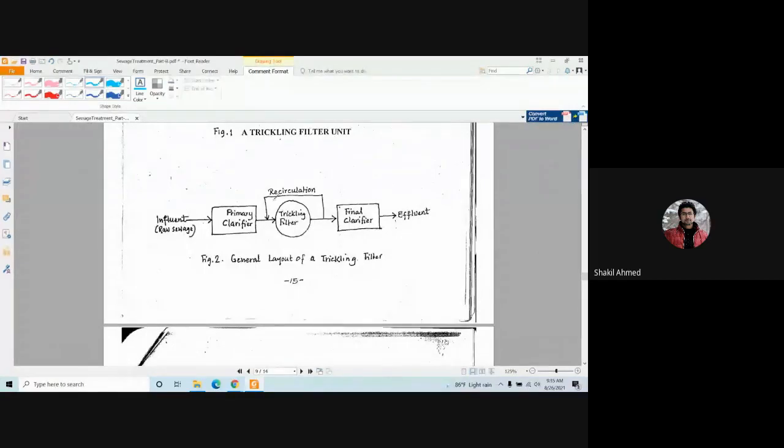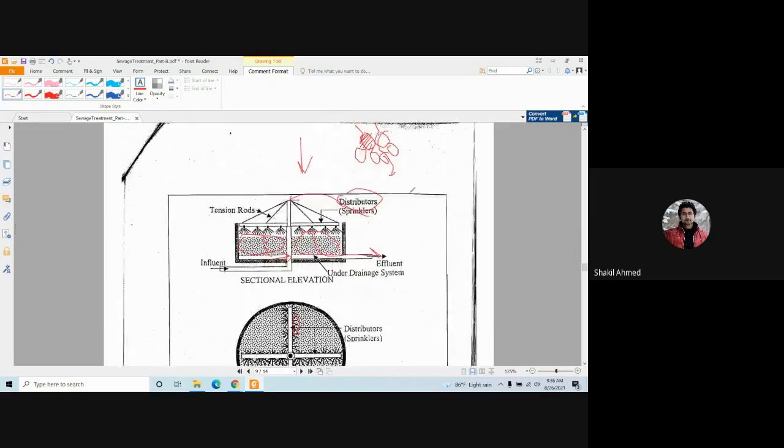If you look at the figure here, this is the trickling filter. Before we put the sewage into the trickling filter, we use a primary clarifier. That means this is the primary treatment of the sewage. After the primary treatment, we apply the sewage to the trickling filter. That means here.